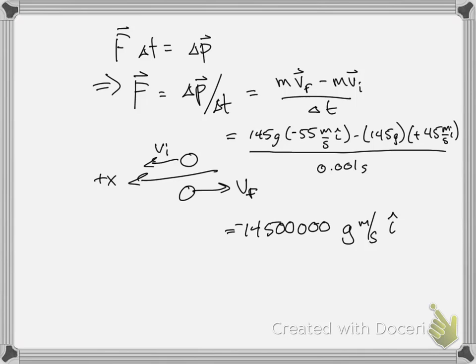14.5 million. But remember, the units are grams meters per second. Negative being the negative i direction. It's going in the negative x direction, right? We just drew that right above here. It's going in the negative x direction because we chose plus x to be the direction of the initial direction of the ball. But this is grams meters per second. It's not newtons. We want to divide it by 1,000 to get kilogram meters per second, or newtons. So it's negative 14,500 newtons in the x direction. The force is 14,500 newtons.